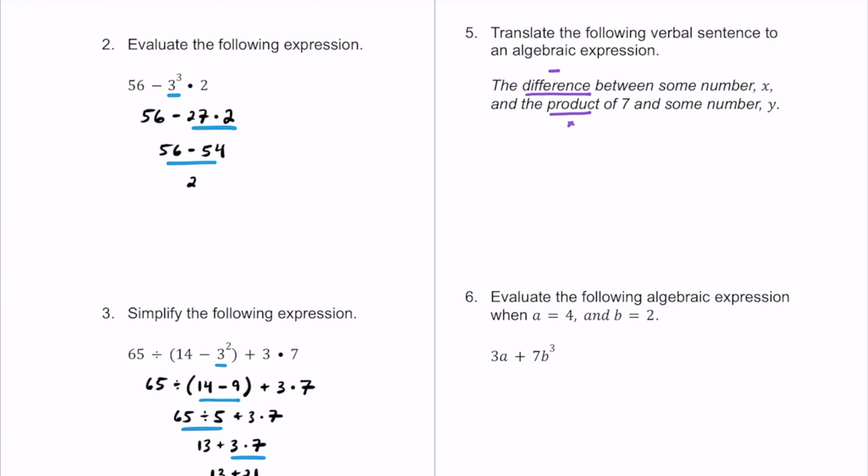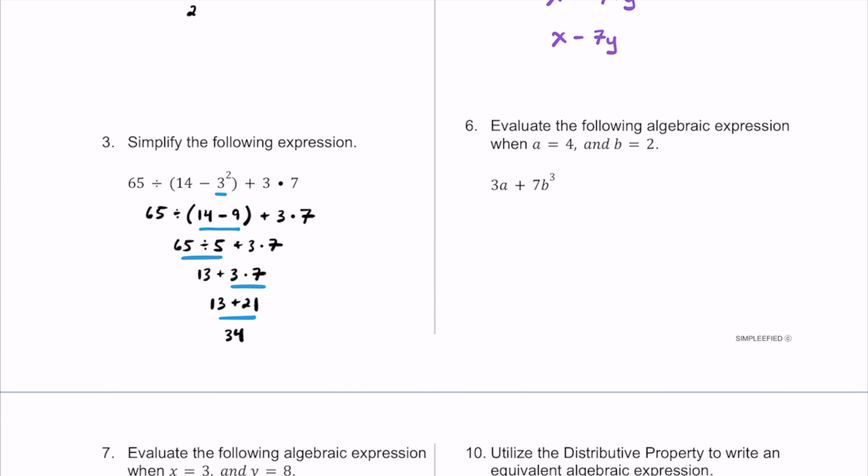So difference means subtraction. So let's go ahead and take x, and we're finding the difference between that and what? The product of 7 and y. 7 times y is going to be the product, and you can simplify this and say it's x minus 7y. So this would be that algebraic expression that represents the verbal sentence we were given.